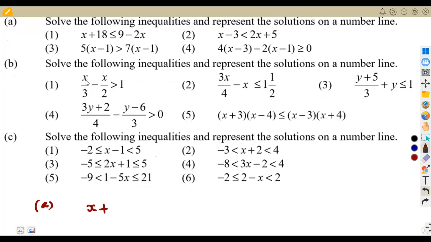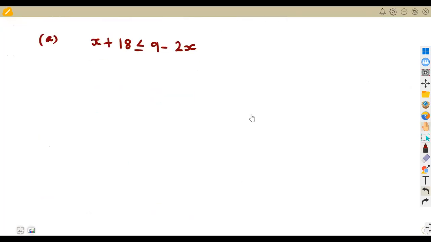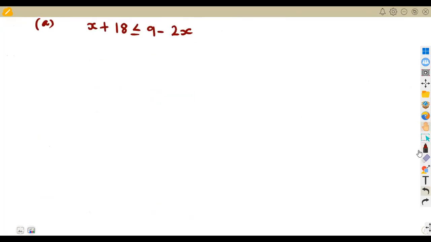All right, the first question that we are given, number 1, was x plus 18 less than or equal to 9 minus 2x. We are asked to solve the following inequalities and represent the solutions on a number line. So we have to solve, and also do not forget the solution has to be represented on a number line. So like I said, the way that you solve inequalities is the same way as you are solving equations.